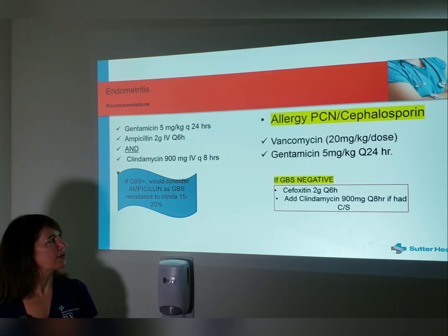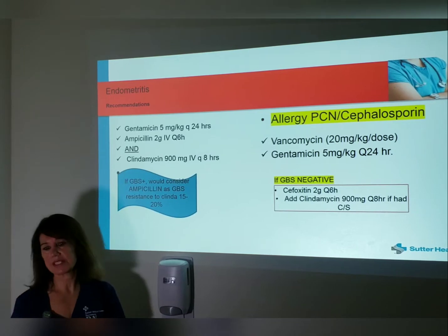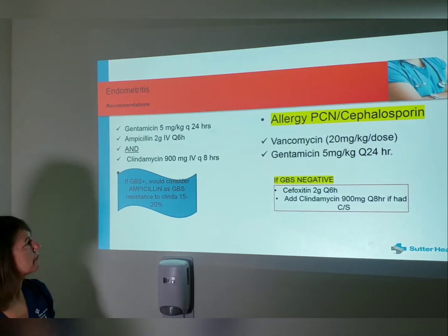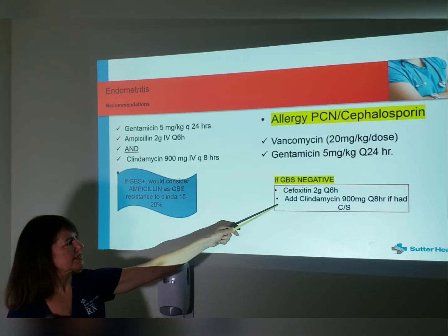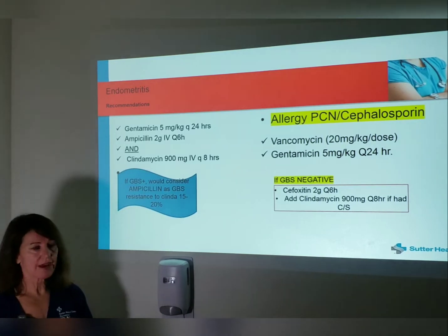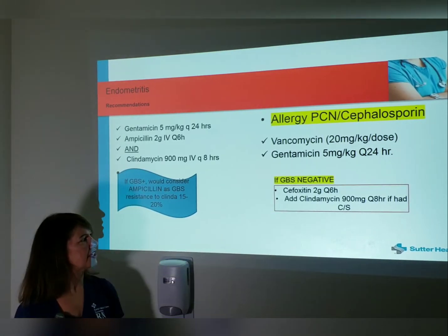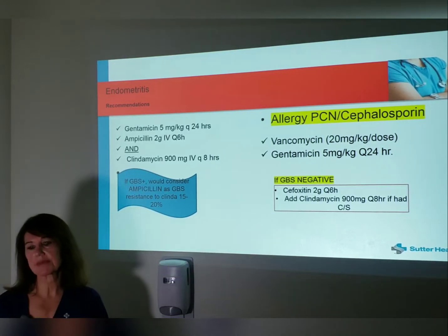So the vancomycin and gentamicin, once again, a 24-hour dosing for penicillin-allergic patients. If they're GBS negative, once again, the cefoxitin, that 4th generation cephalosporin, and you can just add the clinda, 900 milligrams every 8 hours.